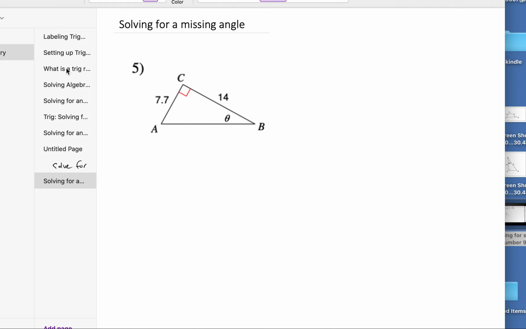Problem to solve for a missing angle. So our missing angle is the theta here. I'll just change it to an x so it's more familiar. And I changed this to a 6 so it's not exactly the problem, so I don't do your work for you. So the first thing we need to do is label.